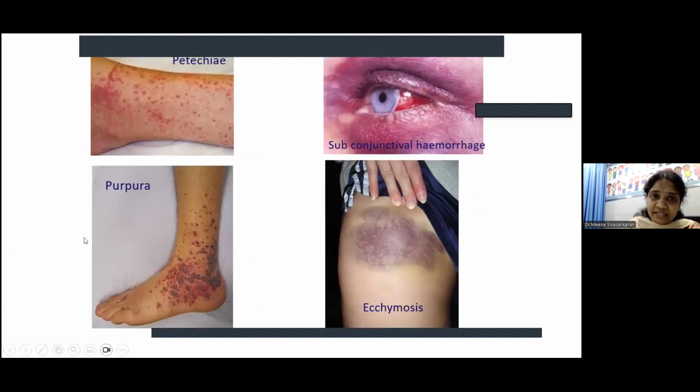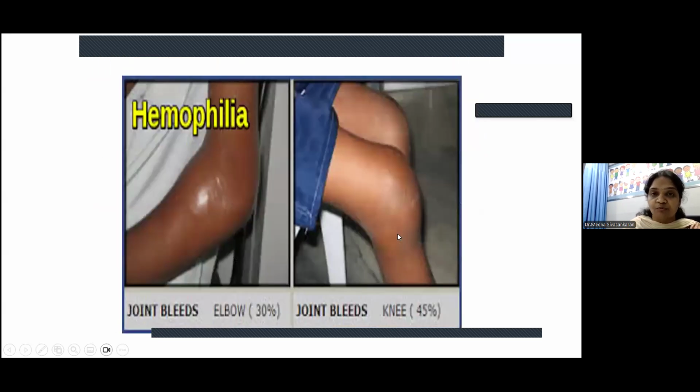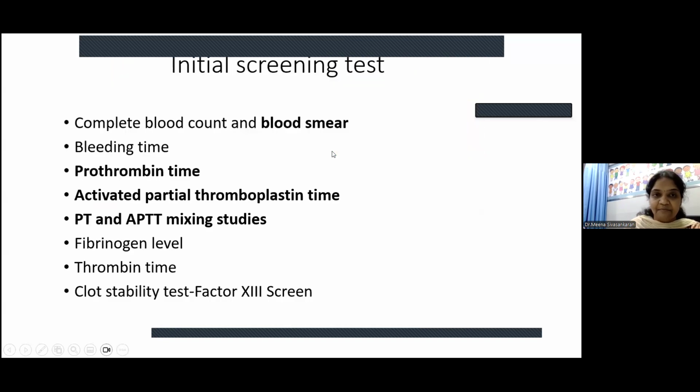If there is a defect in primary hemostasis, they can present with skin bleeding, petechiae, purpura, subconjunctival hemorrhage, ecchymosis, nosebleed, or mouth bleed. If there is a defect in secondary hemostasis, that is, a disorder of the clotting proteins, they can present with joint bleeds and muscle bleeds.